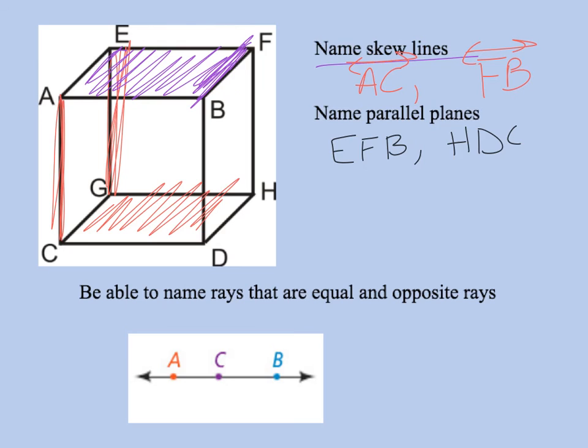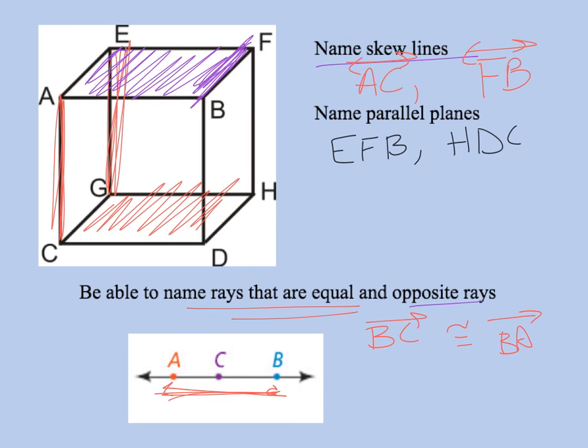Also make sure you know how to name rays that are equal. So I'll do the equal ones in red. The ray BC goes this way. It's equal or congruent to the ray BA. Okay, they're starting at B and going in the same direction.